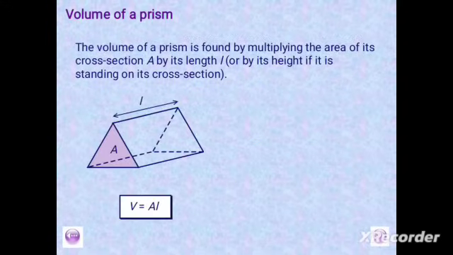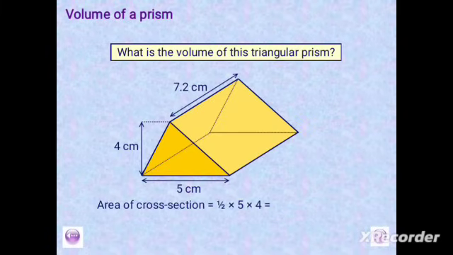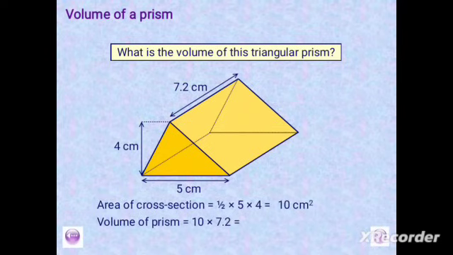From the diagram you can tell that the cross-section is a triangle, because the base is 5 centimeters and height is 4 centimeters, and the length is 7.2 centimeters. Now the area of the cross-section, because it is a triangle, is a half times 5 times 4, giving us 10 square centimeters. The volume of this prism will be 10 times 7.2, giving us 72 cubic centimeters.